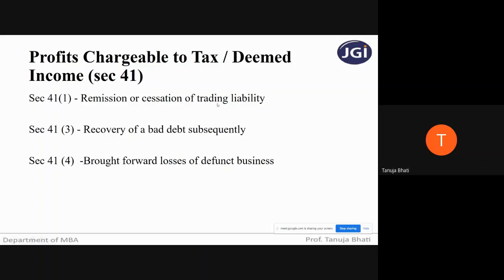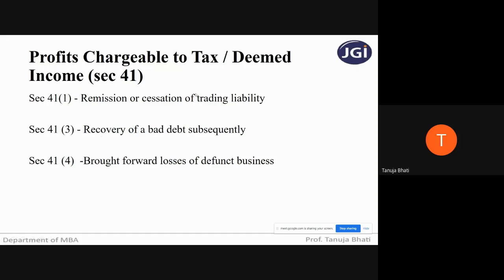The liability that you have to pay is no more a liability to you and becomes some benefit for you. So this benefit will be treated as a deemed income as per the Income Tax Act. So whenever there is some trading liability by way of remission or cessation, the amount you had to pay will be the value of benefit which you will consider as a deemed income, and such income has to be added back to your profit while calculating profits and gains from business or profession.